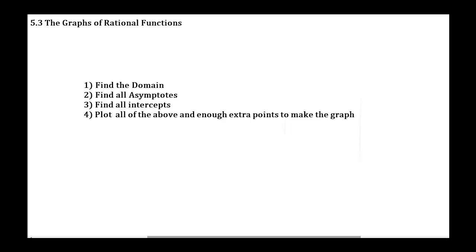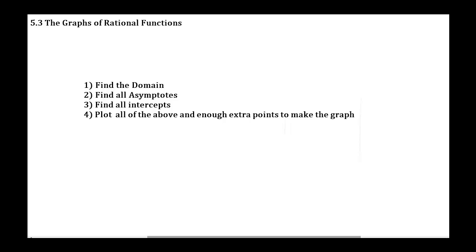Hello everyone, we're in section 5.3 and we're going to look at how to graph rational functions. So I think graphing rational functions, you have kind of a clear-cut system here to go through. First thing is you want to find the domain. Second, you want to find all your asymptotes: vertical, horizontal, oblique, etc. Third, find all your intercepts. Then you're going to plot all that and then enough extra points until you see what the graph does.